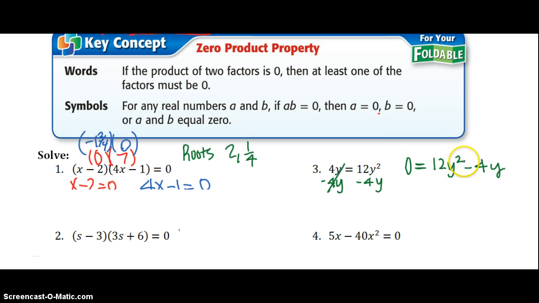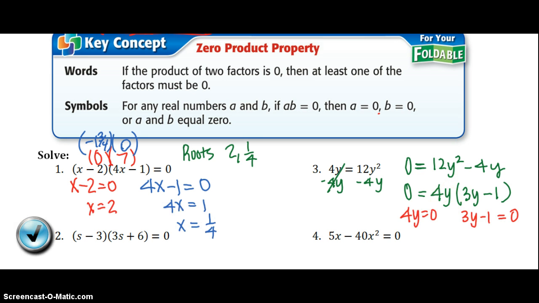When our y is squared, that means there's 2 possible solutions because I can factor. So the greatest common factor between 12 and 4 is 4. Between y squared and y is y. So when I factor out a 4y, it still is going to be equal to 0. I have 3y minus 1. Okay. The question here is what is going to make 4y equal 0, because 0 times anything is 0, and what's going to make 3y minus 1 equal 0?